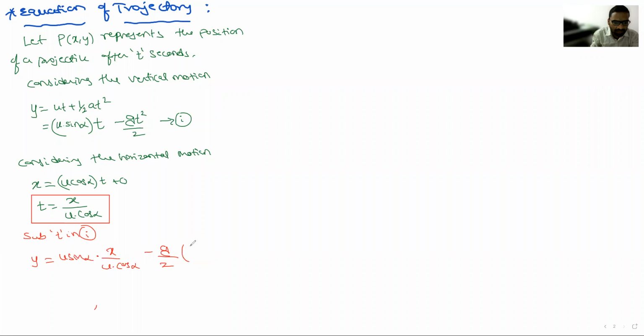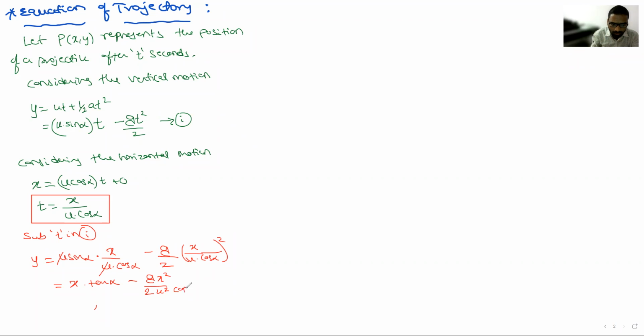T square is nothing but x divided by u cos alpha, whole square. Is it correct? So see, u gets cancelled. Remaining sin alpha divided by cos alpha, x tan alpha. So this is equal to x into tan alpha minus g x square divided by 2 times u square cos square alpha.